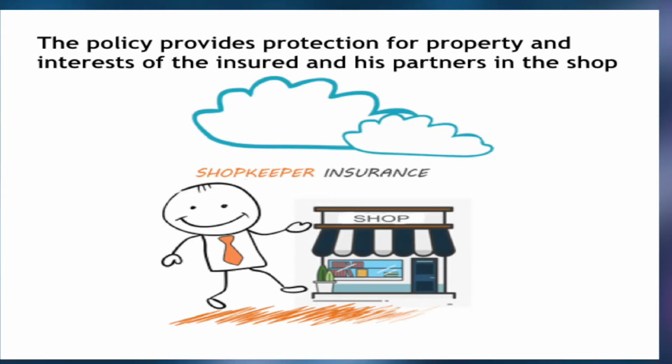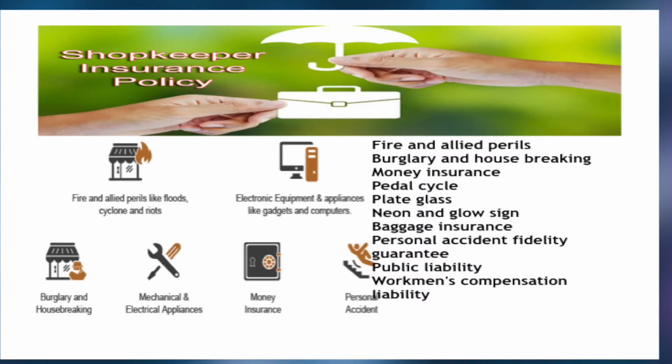Shopkeepers insurance. This policy is designed to cover various risks and contingencies faced by small shopkeepers under a single policy. The policy provides protection for property and interest of the insured and his partners in the shop. The shop premises must conform to the specification of Class A construction as per fire tariff. The policy is issued as a package policy in which insured is given a number of coverages which are generally available as separate and individual policies.